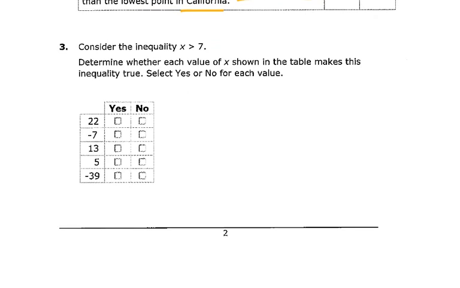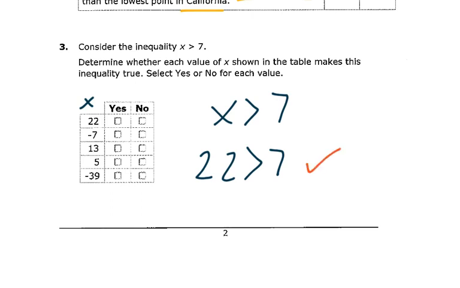Number 3. Consider the inequality x is greater than 7. Determine if each value of x shown in the table makes this true. Select yes or no. So I'll do one with you. First thing you want to do, rewrite it. x is greater than 7. These values are going to go in for x. These are x right here. So if I did this one, 22 is greater than 7. Is that true? Yes, that's true. So we check off yes here. Got it?